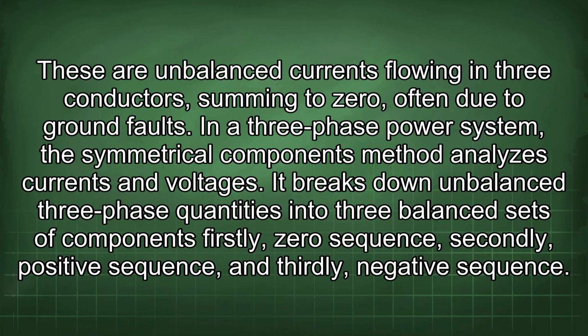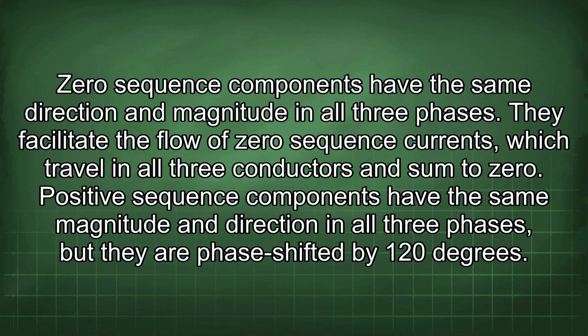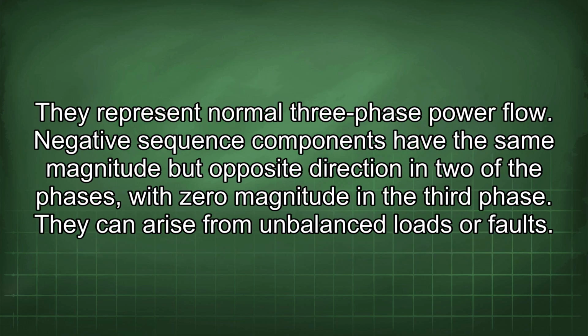negative sequence. Zero sequence components have the same direction and magnitude in all three phases. They facilitate the flow of zero sequence currents, which travel in all three conductors and sum to zero. Positive sequence components have the same magnitude and direction in all three phases, but they are phase shifted by 120 degrees. They represent normal three-phase power flow. Negative sequence components have the same magnitude but opposite direction in two of the phases, with zero magnitude in the third phase. They can arise from unbalanced loads or faults.